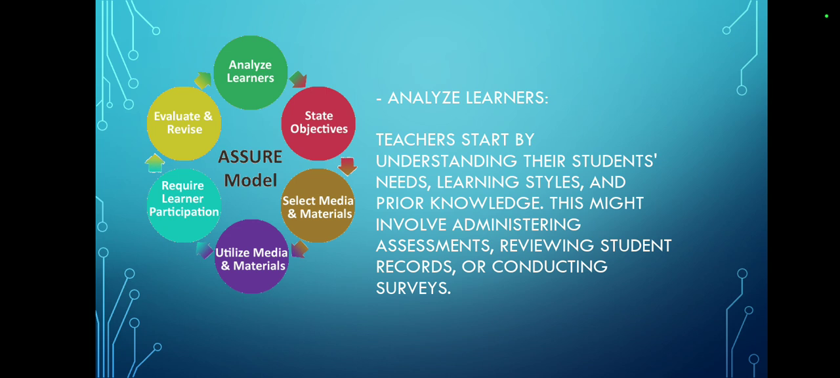So first we have here analyze learners, or the letter A. Teachers start by understanding their students' needs, learning styles, and prior knowledge. This might involve administering assessments, reviewing students' records, or conducting surveys. So as teachers, we need to understand the students' characteristics and of course their prior knowledge. By this, it will help guide our instructional decisions. And it will also be more helpful if you, teacher, review the students' records or conduct surveys.